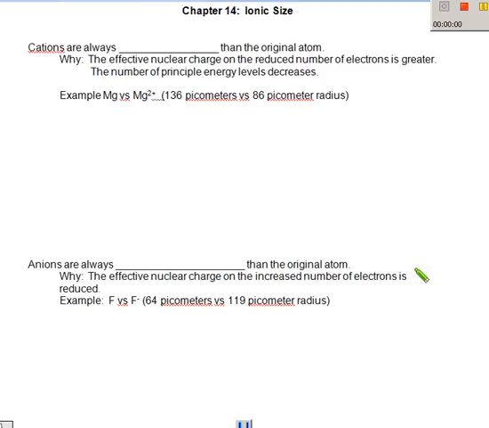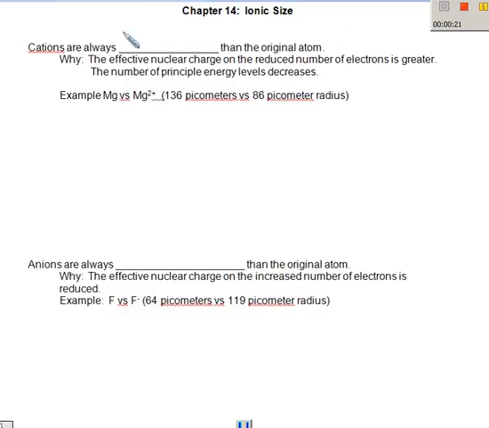Right, we are on Chapter 14, page 4. We're going to be looking at ionic size. So we're going to be looking first at cations and then at anions. So let's start first with cations. Remember, cations are the ones that have the positive charge. You positively hate or like cats.